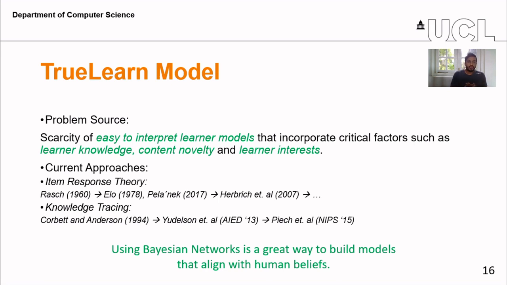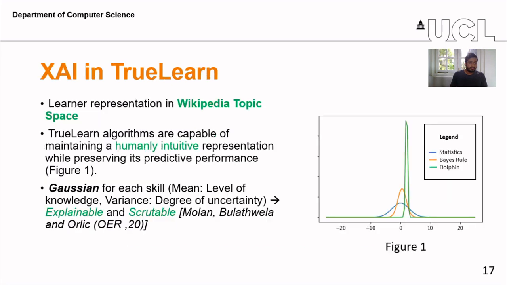So what we are doing in the TrueLearn model is to extend the item response theory, which will allow us to retain a humanly intuitive representation while improving the performance of the model, because now we are incorporating novelty into this model. And as you can see here, using Bayesian networks is a great way to build models if you are interested in keeping transparency and explainability to a higher degree, because what Bayesian networks do is to allow you to build models that align with human beliefs.